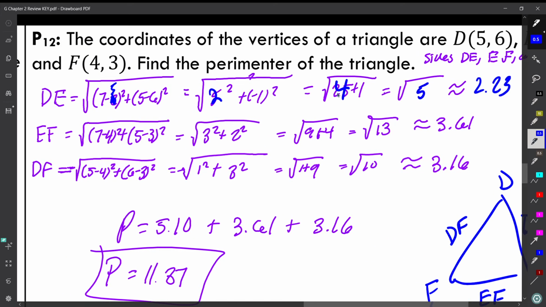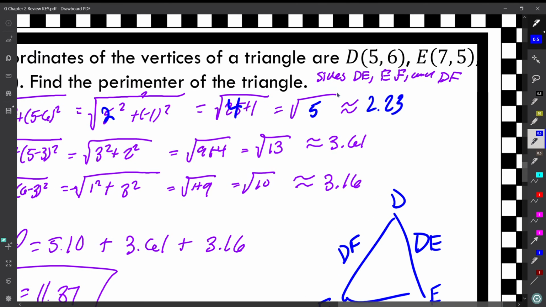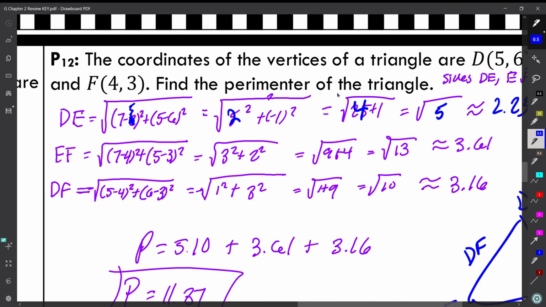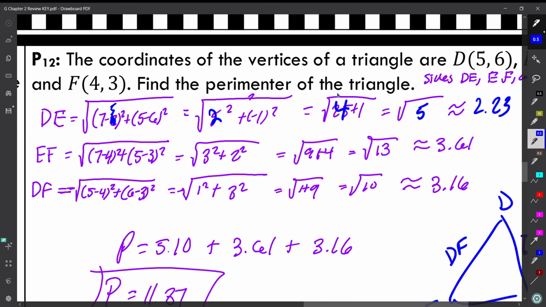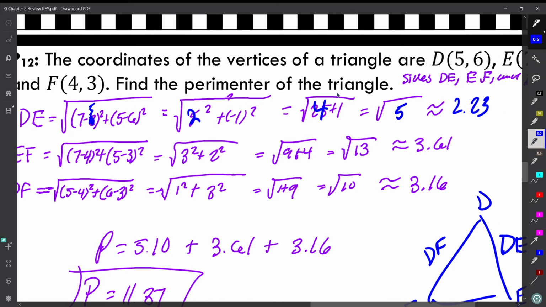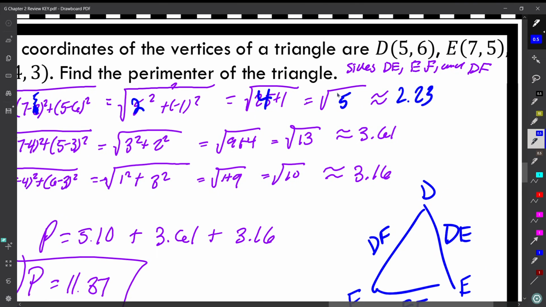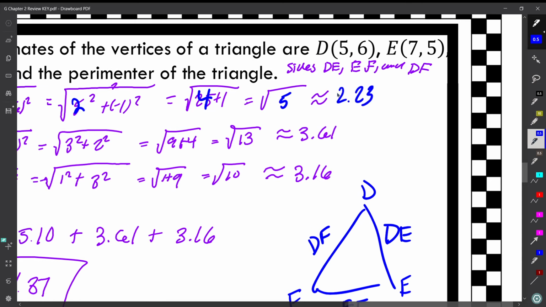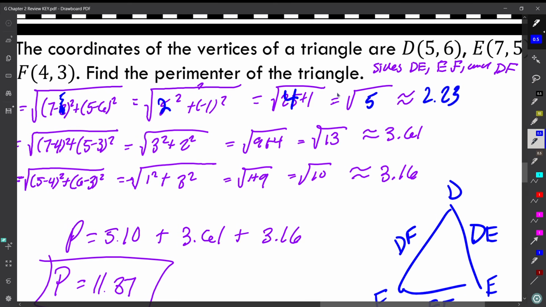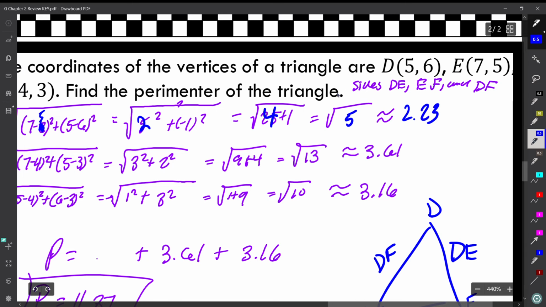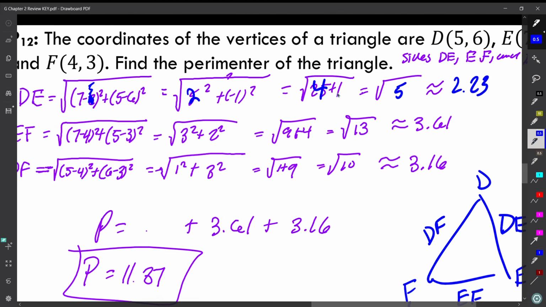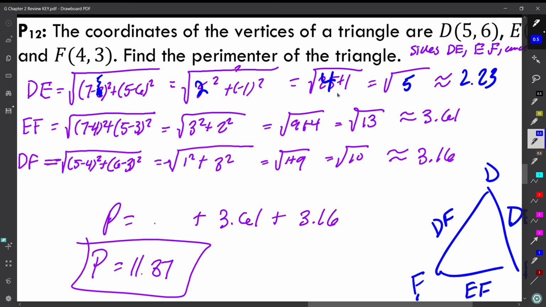Next, we're trying EF now, so 7 minus 4 squared plus 5 minus 3 squared. Okay, I set this one up correct, thank goodness. So 3 squared plus 2 squared, this is 9 plus 4, square root of 13, which comes out to be approximately 3.61. Now let's check DF. 5 minus 4 squared, that's right. 6 minus 3 squared, okay, I got that one right too.